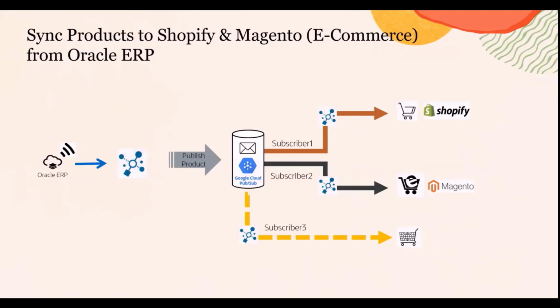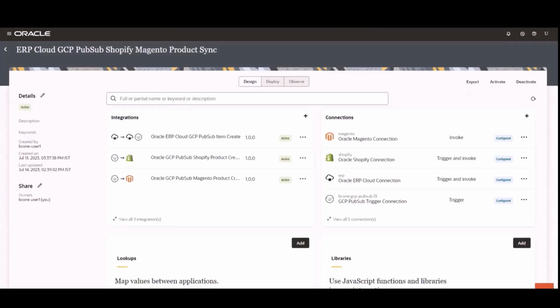Now let's see the practical demo using the GCP PubSub adapter in Oracle Integration Cloud. I have created the required integrations to achieve this use case. These are the three integrations that I have created. One is to receive the event from the ERP and publish the same event information to Google PubSub. The other two integrations are the subscribers. The first one is a publisher and the other two are subscribers.